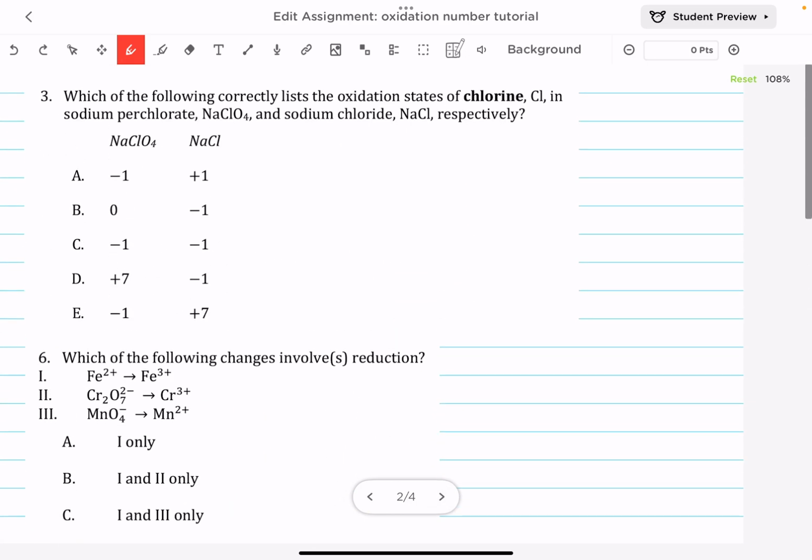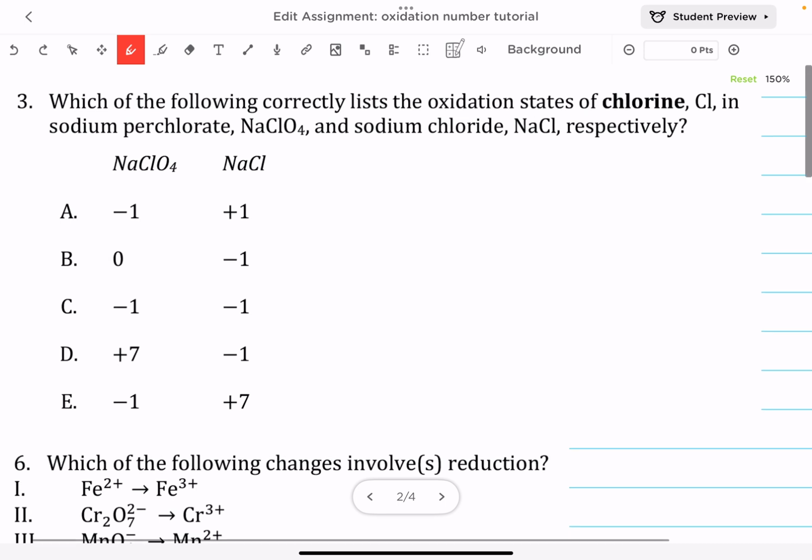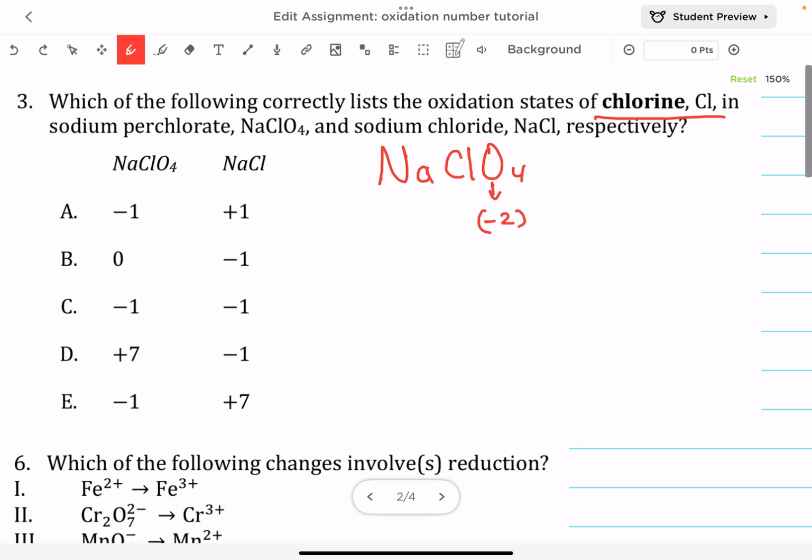Let's start with this example. Which of the following correctly lists the oxidation number of Cl in these two given compounds? Let's take this one, NaClO4. I gave you a rule about O that it is -2. And I gave you a rule about group 1 that it's always +1. But I didn't say anything about Cl because, as I mentioned, Cl can change. So I'm going to assign it as X.